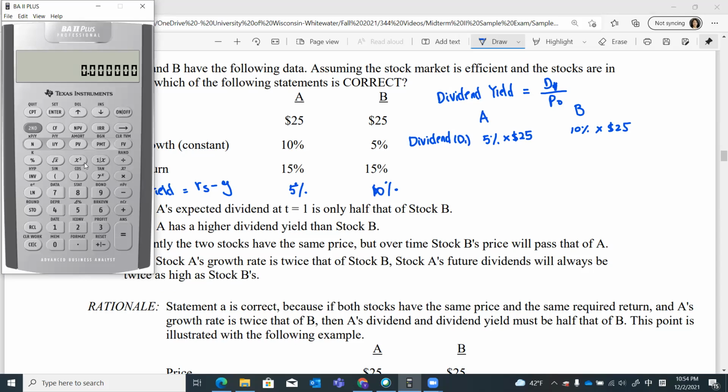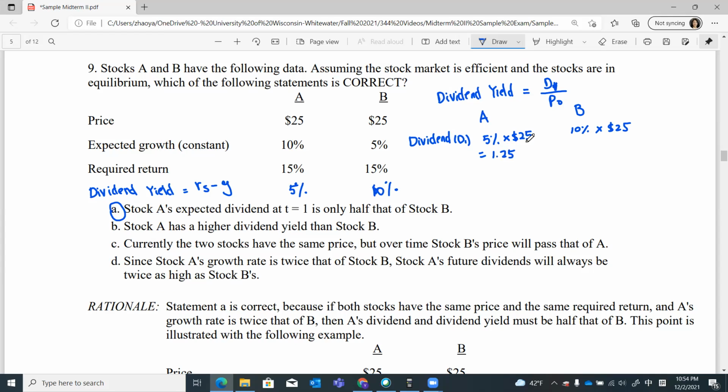So we can do the calculation here. 5% times 25, that is $1.25. For B, it's $2.5. So stock A's dividend is only half of stock B. Stock A has a higher dividend yield. That's not true. Stock A's dividend yield is 5%. Stock B's dividend yield is 10%.